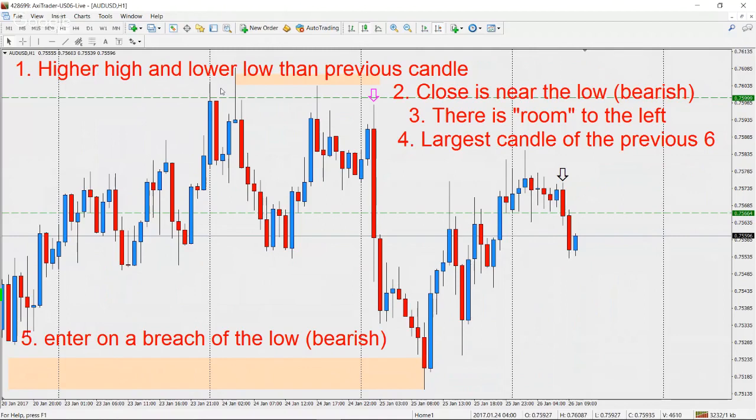It's a higher high and a lower low. The close is near the low. There's room, a little bit of room to the left. Really, there's not much room because it's got that double top sort of look to it. And it's the largest candle of the last 6.